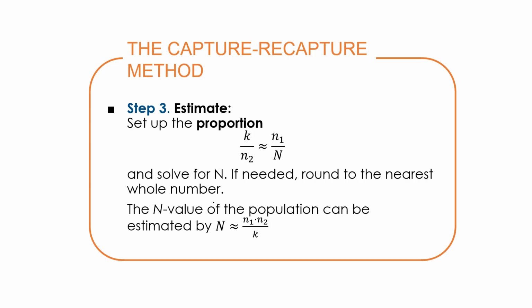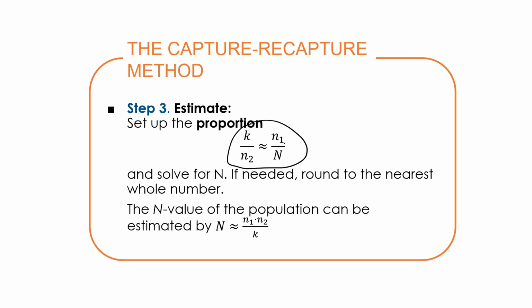Step 3, estimate. Set up the proportion that the ratio of the tagged, K, and the total N2 should be the same as the ratio of N1 to the entire population. So what you're doing here is just comparing the two populations and solving for n. If needed, round to the nearest whole number. The n value of the population can be estimated by n is approximately N1 times N2 divided by K. Just solving this proportion, multiplying by what you don't know, how many are in the entire population.